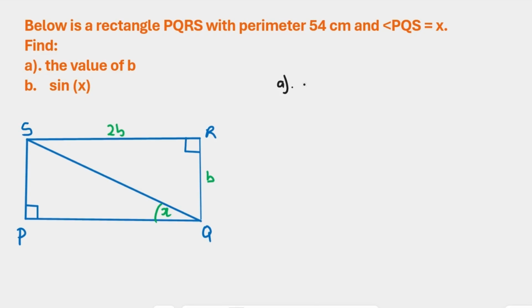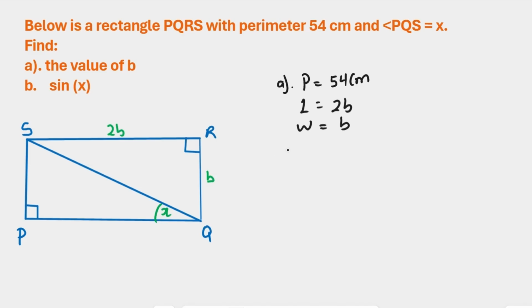From the information given, the perimeter has been given as 54. So P is equal to 54 centimeters. And the length has been given in a diagram. The length is 2B. That's the longest side. The width or the breadth has also been given to be B. So that the length is twice the breadth or the width. Now, how do we use this information to find the value of B?